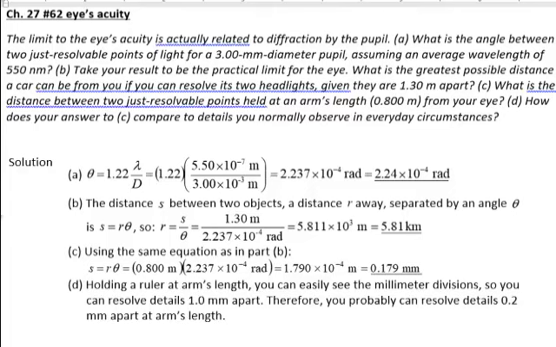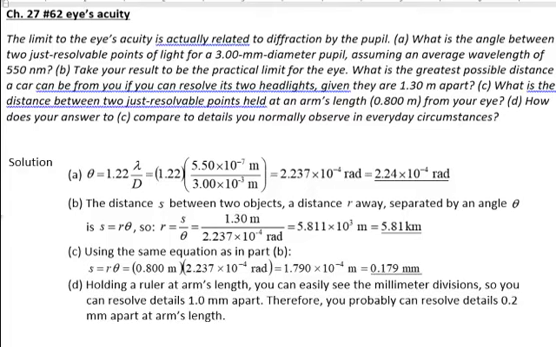All right, and this is the last problem that I want to do about the eye's acuity. Notice there are several parts to this one here. It says the limit to the eye's acuity, which is how sharp you can actually look at something that the eye can still resolve, is actually related to diffraction by the pupil. What is the angle between two just resolvable points of light for a 3 millimeter diameter pupil, assuming an average wavelength of 550 nanometers, which is kind of like in the yellow-green part, so in the middle of the spectrum?